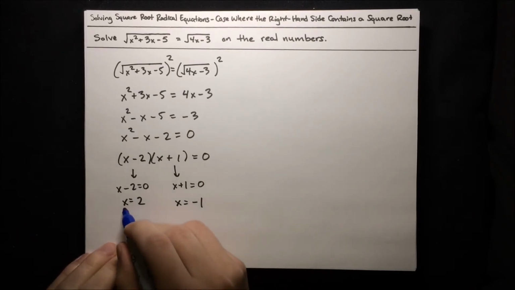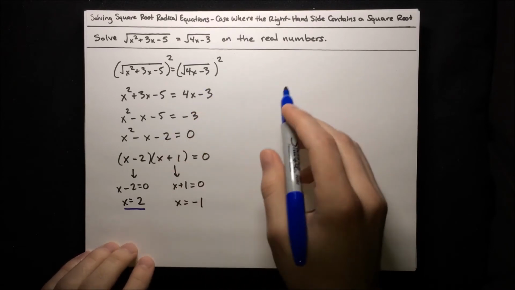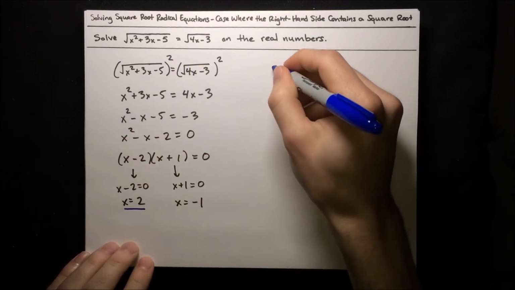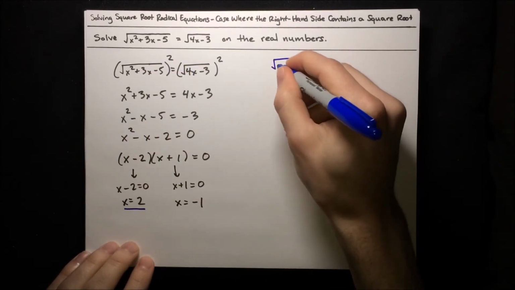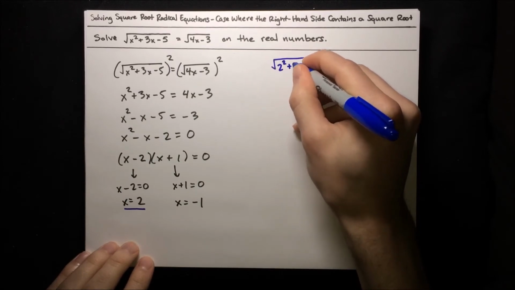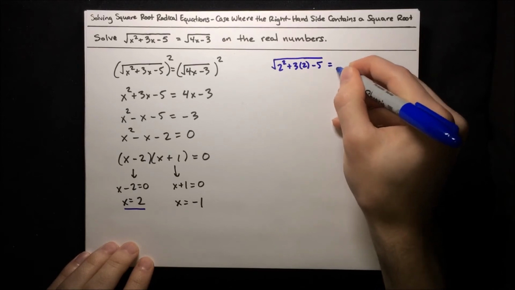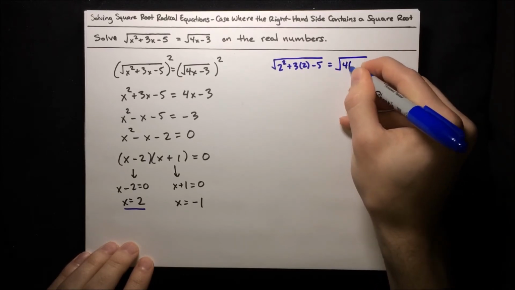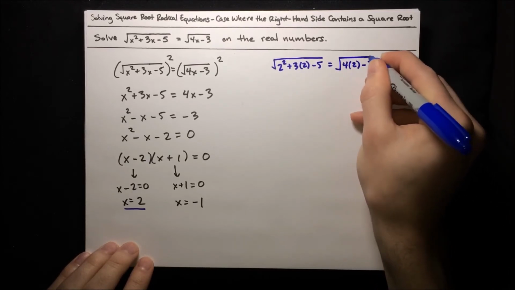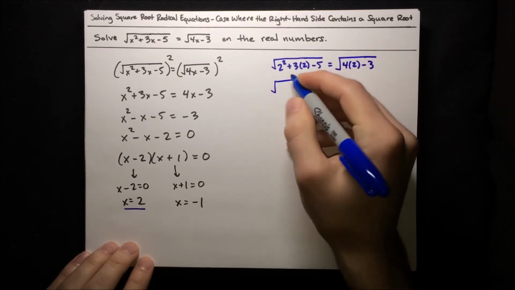So starting off with x equals 2, let's go ahead and plug that back into the original equation. We get root of 2 squared plus 3 times 2 minus 5 is equal to root of 4 times 2 minus 3. So root of, what's this?